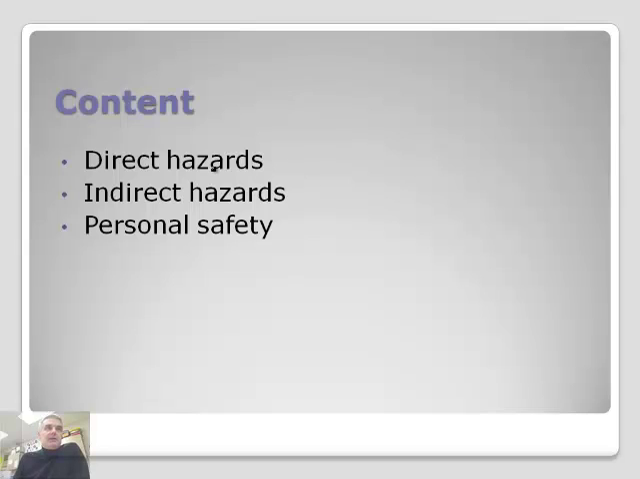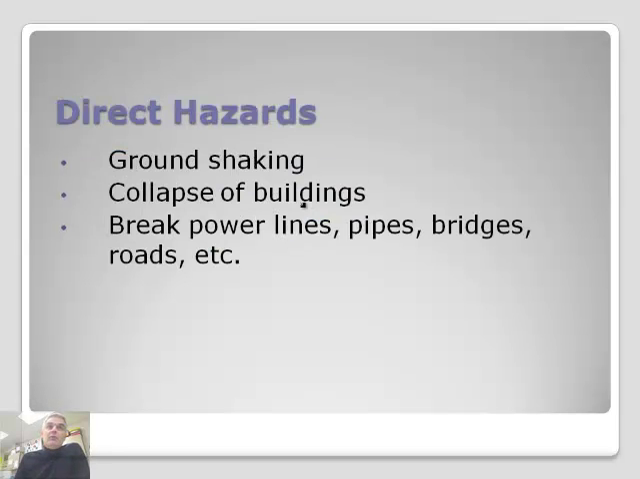The main things we want to talk about today are what the direct hazards are, what the indirect hazards are, and what some personal safety issues are that you would want to deal with in earthquakes. So what are the direct hazards? Well, the direct hazards are ground shaking. If the ground shakes, it knocks things over. If you're driving in a car and the ground shakes, then obviously you might have a car accident. So that's a direct hazard.